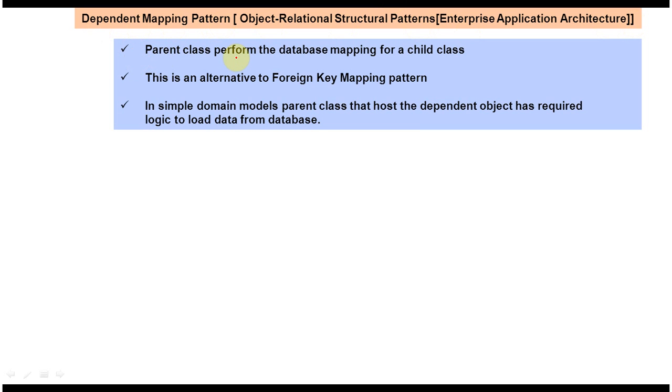There are three points, so I will read them out one by one. First one is, parent class performs the database mapping for a child class. Second point is, this is an alternative to foreign key mapping design pattern. And third point is, in simple domain models, the parent class that hosts the dependent object has required logic to load data from the database. So we will see one example so that you will understand these points.